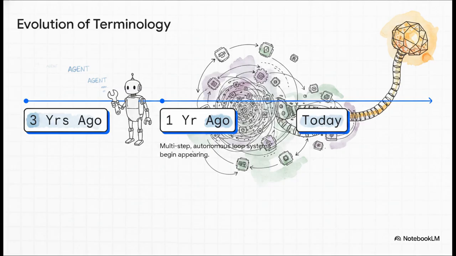If a chatbot could search the web exactly one time, boom, it was suddenly rebranded as an agent just to sound cutting edge. But then, around a year ago, true multi-step autonomous loop systems actually started appearing. And because the word agent was already heavily watered down by all that marketing, the industry needed a totally new term for this genuine leap in capability. So today, that term is Agentic AI. The terms got completely tangled up in the public consciousness, but they describe very, very different levels of technical sophistication.